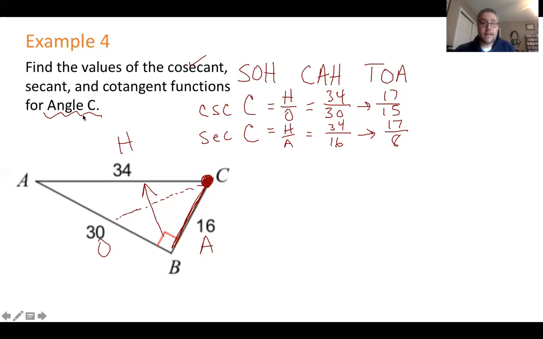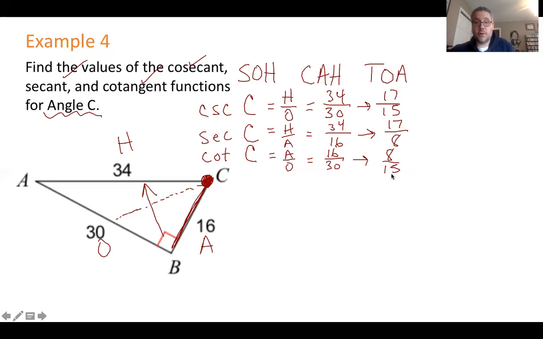And then finally, that one's done. We have the cotangent, which is abbreviated COT. The cotangent ratio from C is the inverse of tangent. So instead of opposite adjacent OA, it's A over O, which specifically is 16/30. You can simplify that. Evens, you can always cut in half. Half of 16 is 8. Half of 30 is 15.